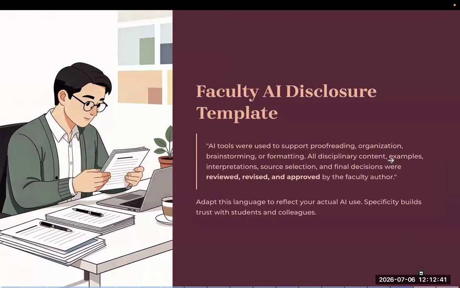All right, faculty AI disclosure template. This is an example of one. AI tools were used to support proofreading, organization, brainstorming, and formatting. All disciplinary content, examples, interpretation, source selection, and final decisions were reviewed, revised, and approved by a faculty author. This is what's really essential. You've got to think about going forward: often it's going to be AI created and faculty edited, faculty double checked. The faculty and the subject expert are double checking the content. You don't want to just give AI generated content to students. That's not ethical. But using AI to help you with brainstorming and formatting is an ethical use of AI in OER.